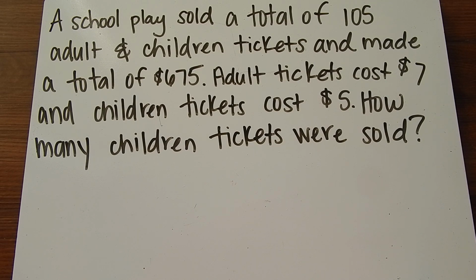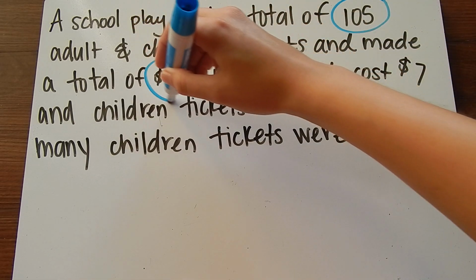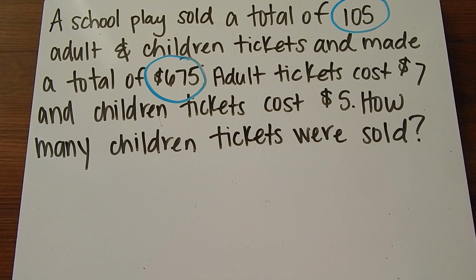A school play sold a total of 105 adult and children tickets. I'm going to stop right there. I have a total of 105 tickets that I'm going to circle. I'm going to circle totals, underline important information. So they sold a total of 105 adult and children tickets and made a total of $675. Again, I'm going to circle that because that is a total.